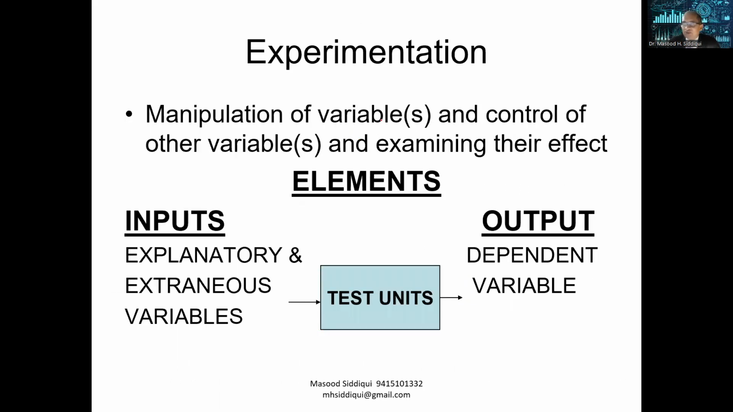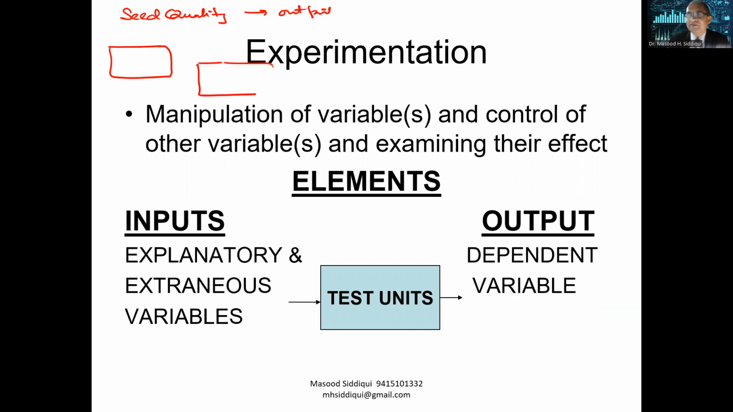Now, as we discussed, we are defining experiments in a broad manner. So what do we mean by experiment? Let us take an agriculture example. Suppose we want to know whether seed quality has some impact on the yield or the output. How can that be done? We consider some plots where the seeds can be sown.